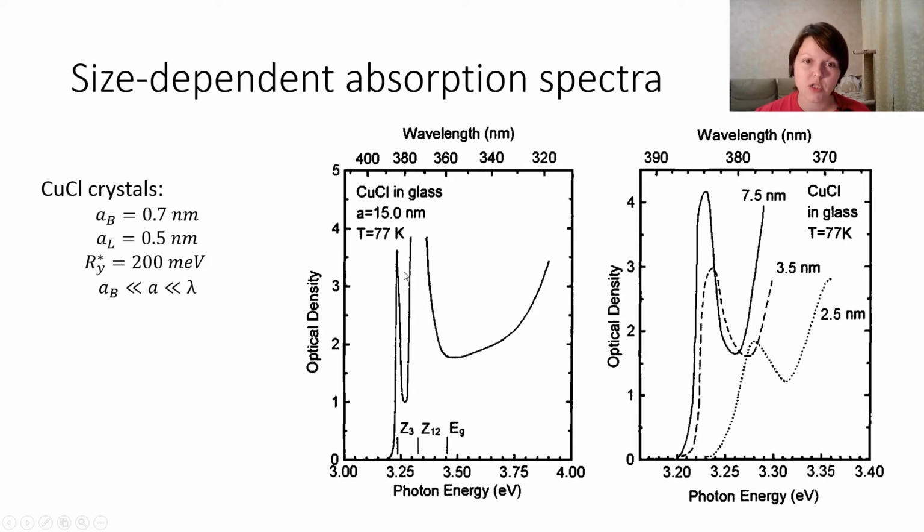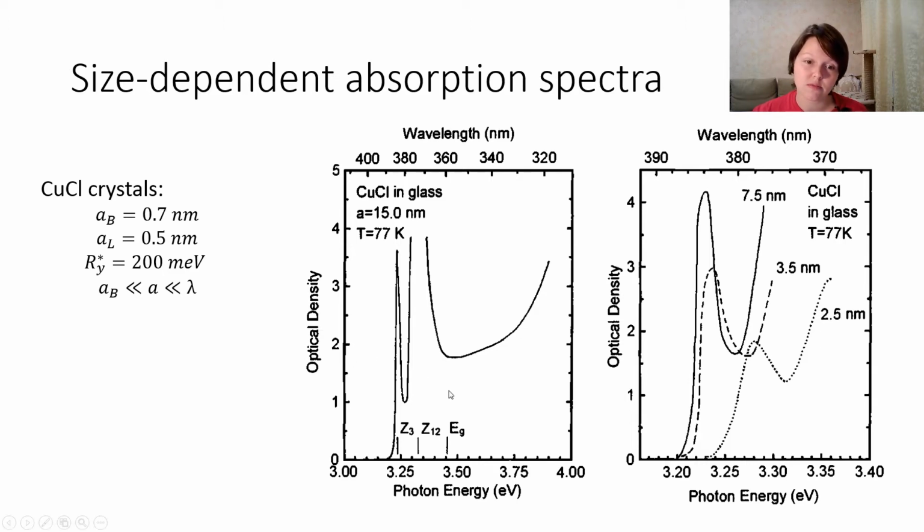So, let's go to the absorption spectra of the copper chloride crystals inside of the glass with a mean radius of 15 nanometers. It is usually said that copper chloride nanocrystals of such radius possess optical properties almost the same as the bulk crystals or monocrystals. The absorption spectra possess two intense absorption bands, which are called Z3 and Z12 exciton absorption bands. These bands are relevant to different valence subbands.